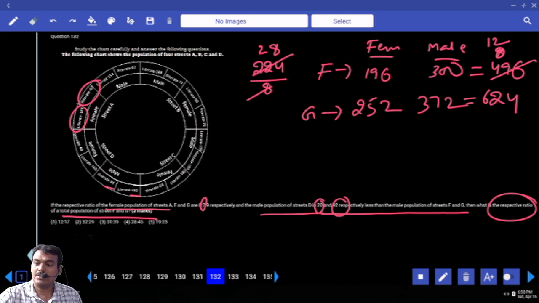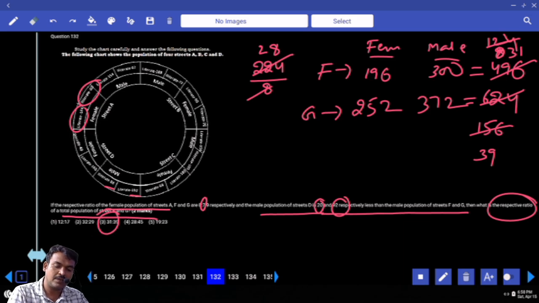16. 16 means 4 times or not? Denominator 4 how many times? 15 and 6 or not? Again 124 by 156. 4 how many times? 31. 4 how many times? 39. What is the ratio? 31:39.